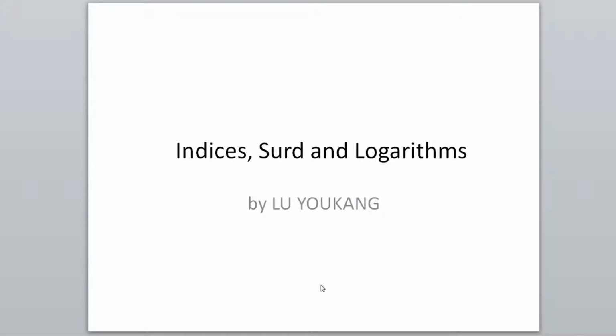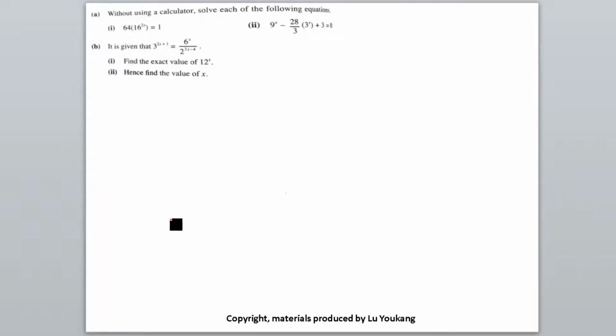Today we are looking at a new chapter called Indices, Surds, and Logarithms. So without further ado, let's turn to the next slide. Over here we have two questions, part A and part B. We are asked to solve each of the following equations without using a calculator. So let's do part A, part 1.